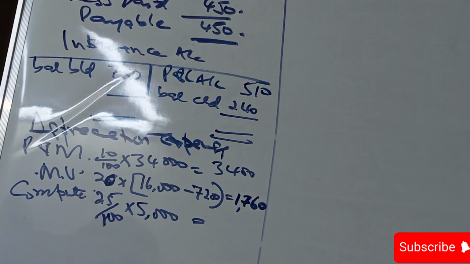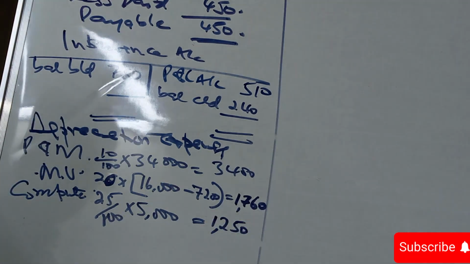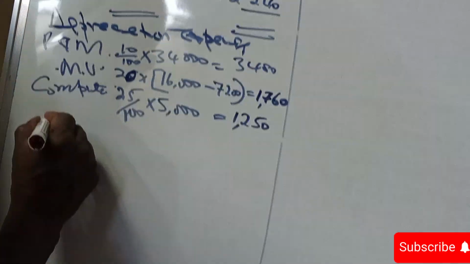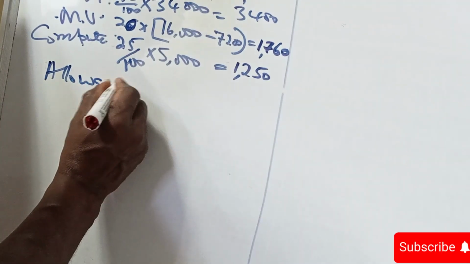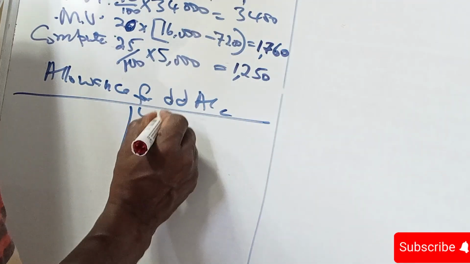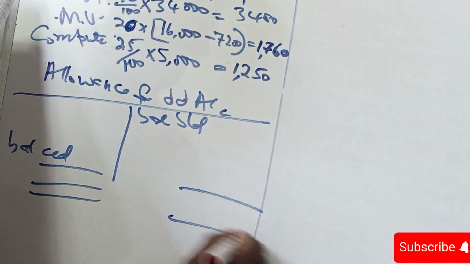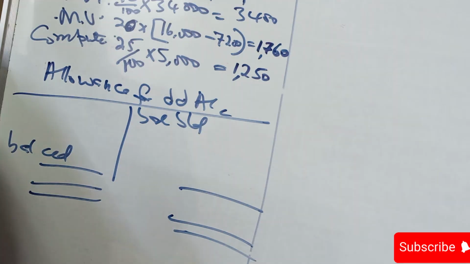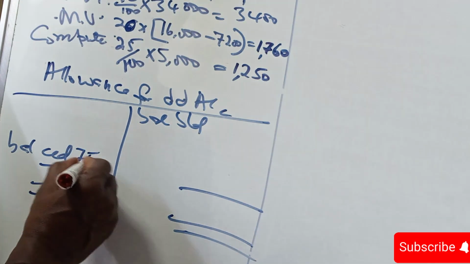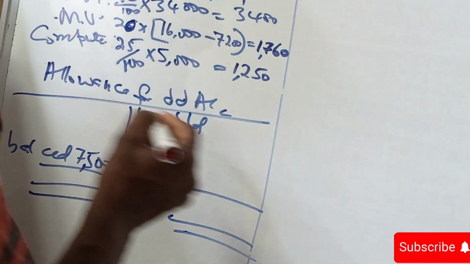0.25 of 5,000 gives a figure of 1,250. That is, we are through with the depreciation. Then you are told the allowance for doubtful debts is to be increased to 7,500. Allowance for doubtful debts account: balance brought down, and balance carried down. We are told our closing balance should be increased to 7,500, and the balance brought down at the trial balance, the last item, is 5,300.